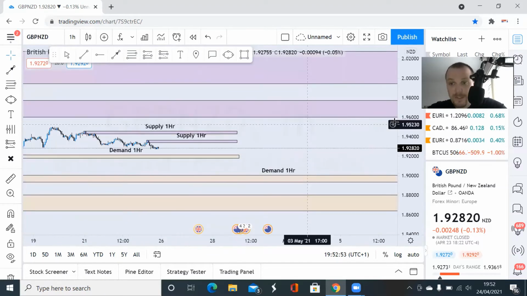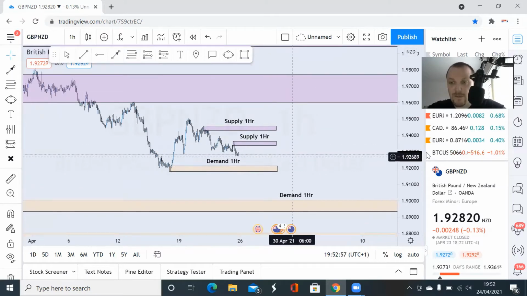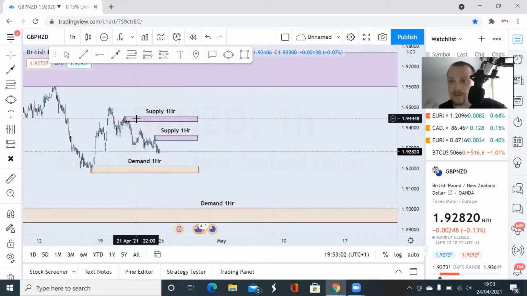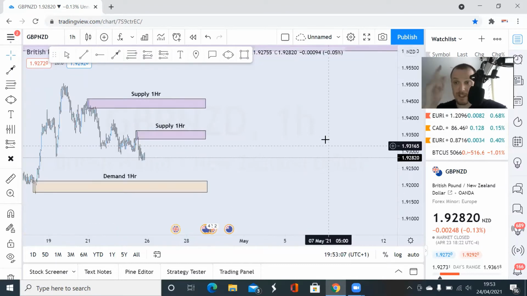So I'm hoping you're following along at the minute. Okay, I hope I'm giving you a little bit of a light bulb moment on what these order blocks can contain, what they're about, and how easy it can be to mark these up. Okay, so we went from the monthly to the daily to the 1 hour.